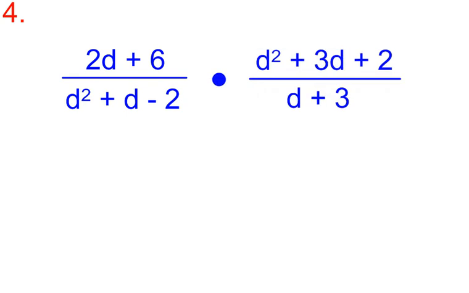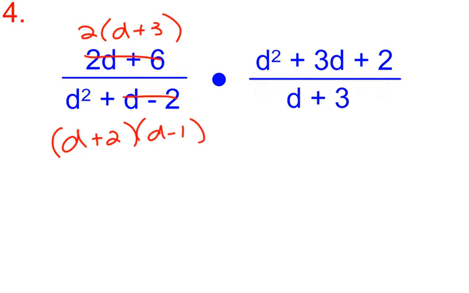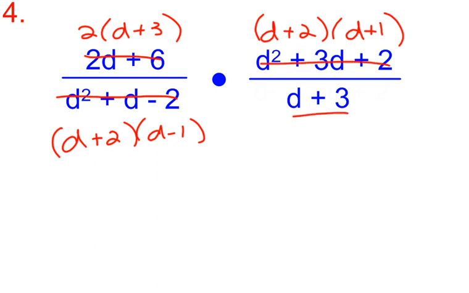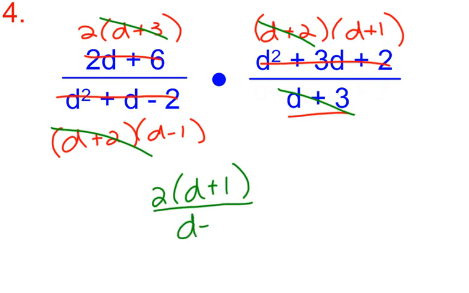Again, we're multiplying by the reciprocal. In this one, you should have taken out a 2. And then in my denominator, I have d plus 2, d minus 1. In my numerator over here, I have d plus 2, d plus 1. And then nothing reduces in my denominator here, so it stays d plus 3. So when I go to cross cancel, my d plus 3's cancel, my d plus 2's, and that looks like all I can cancel. So I would have a 2 times a d plus 1 over d minus 1.